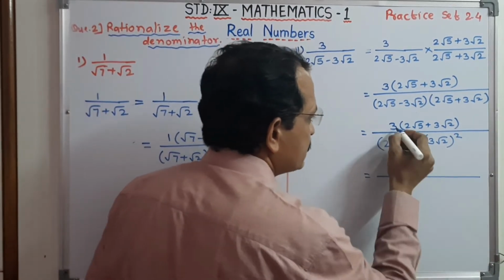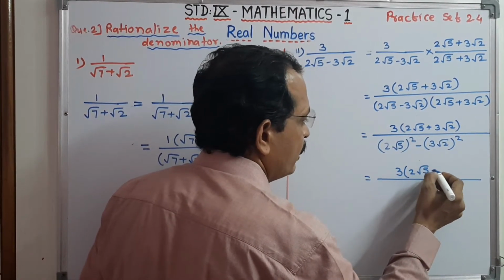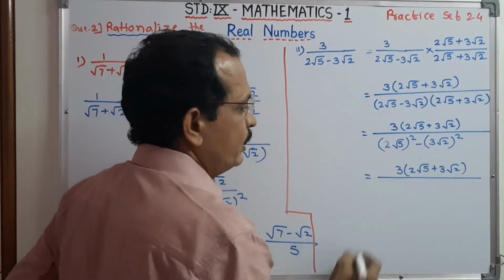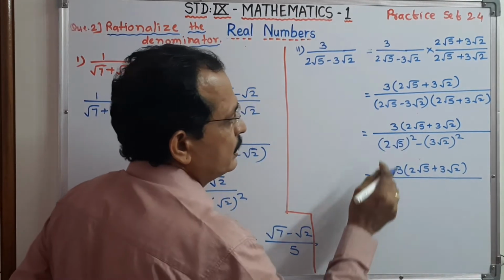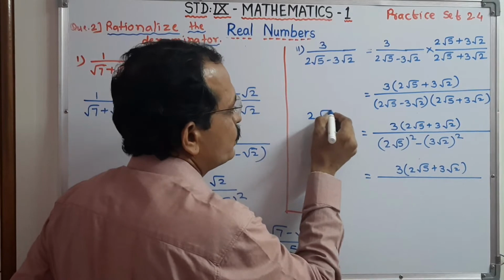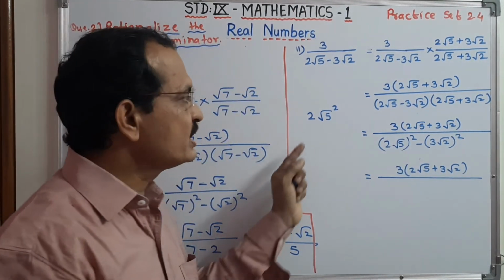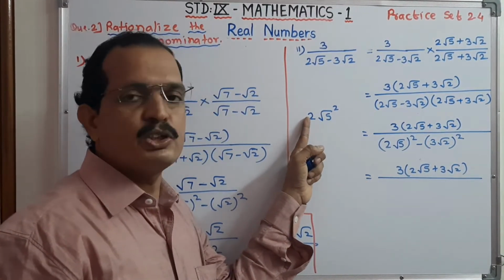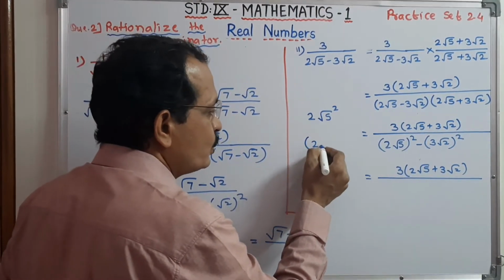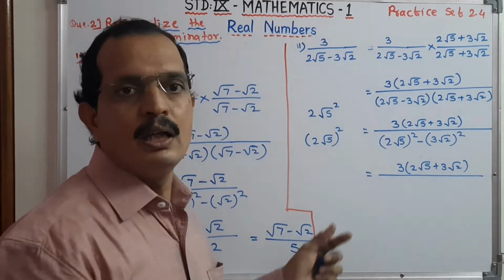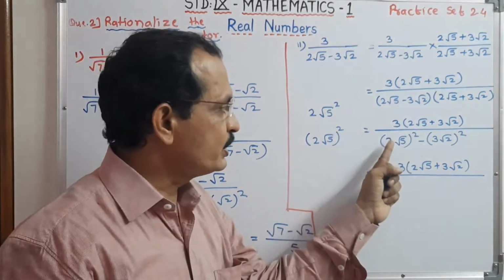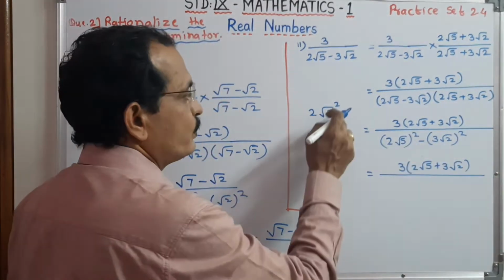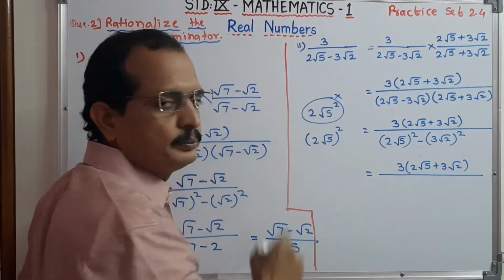Now dear student, see here, 3 into 2 root 5 plus 3 root 2, and here (2 root 5) bracket square. Now we have to do the square of these two. In this case, if you write 2 root 5 without using the bracket, then it will be wrong. We have to do the square of this 2 also, square of this 5 also. Therefore, (2 root 5) bracket square is the right way of writing. Got it? Here also (3 root 2) bracket square. Remember this. If you write like this, then it will be wrong.